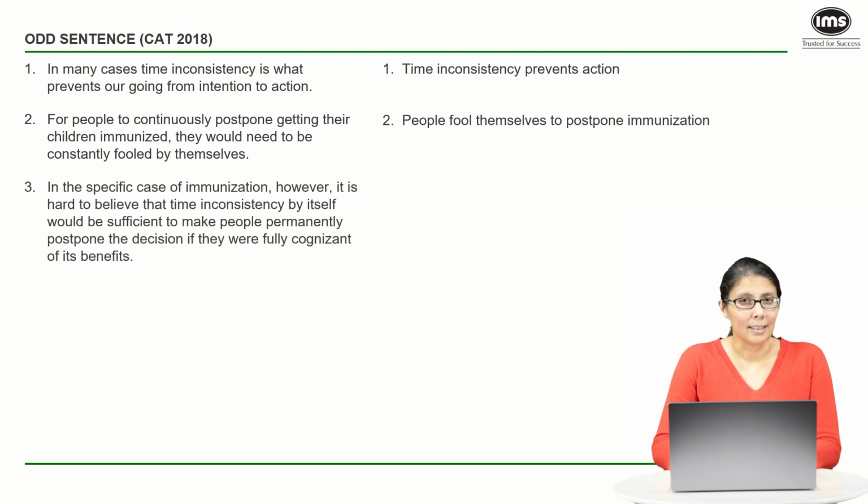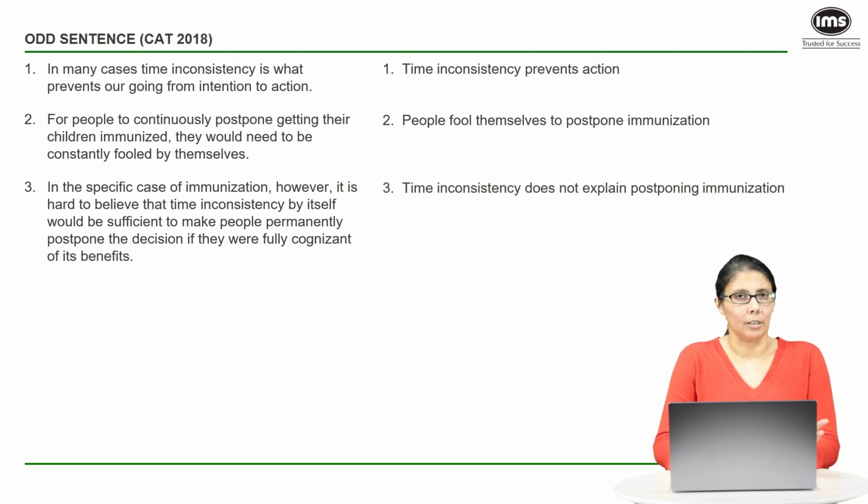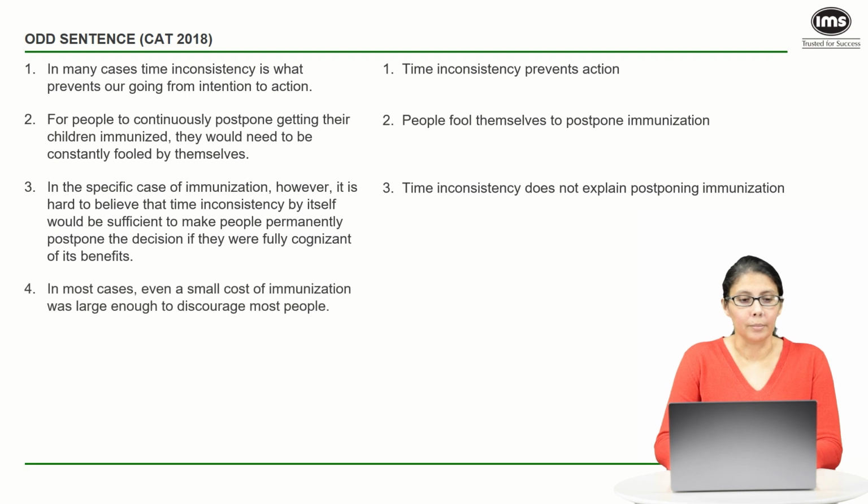The third point is a little long, but again, if we reduce all the extra words, we are talking about immunization, and again we are talking about postponing immunization. That's pretty much it. And we're trying to say here that time inconsistency is not really going to explain why people postpone immunization.